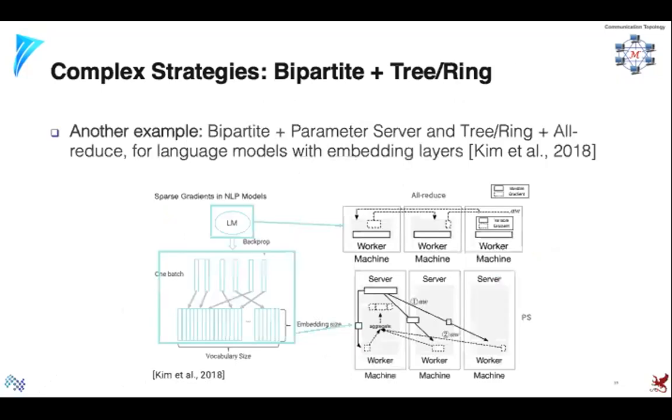And another example which we saw earlier: in natural language processing models, it's pretty common to have an embedding layer followed by a more complex language model, for example, made up of different transformer layers. Empirically, it can be shown that parameter servers will perform better on the embedding layers, which are highly sparse, whereas AllReduce performs better on the core language model itself.